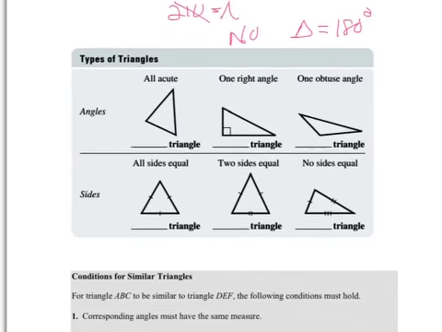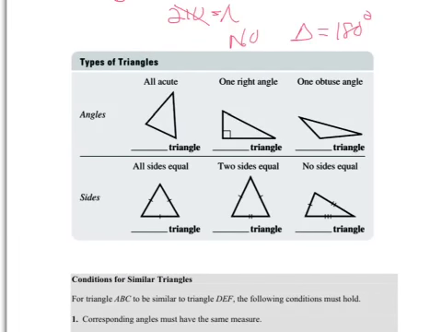So now if we go down, we look at our different types of angles right here. We have all acute, and so if we have all acute right here, because we have an acute angle here, an acute angle here, and an acute angle here, this is actually an acute triangle. Here we have our 90 degree angle, so this is a right triangle. And then here we have one obtuse angle, so this is actually an obtuse triangle.